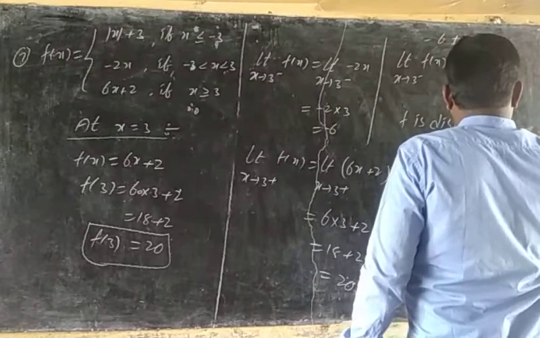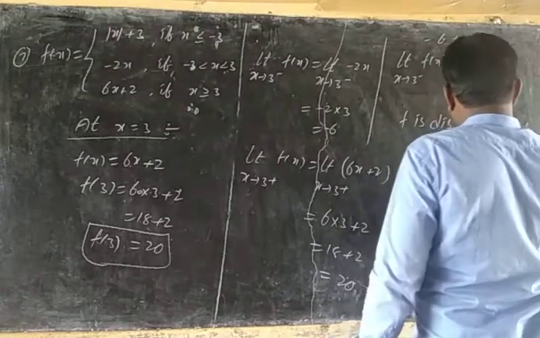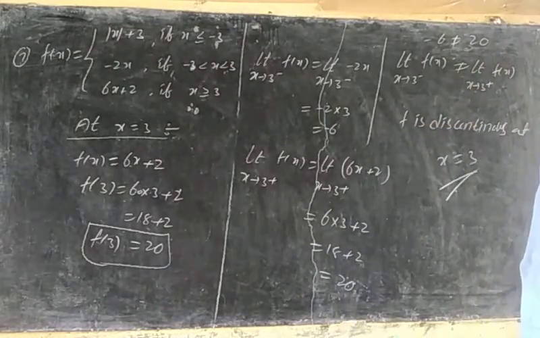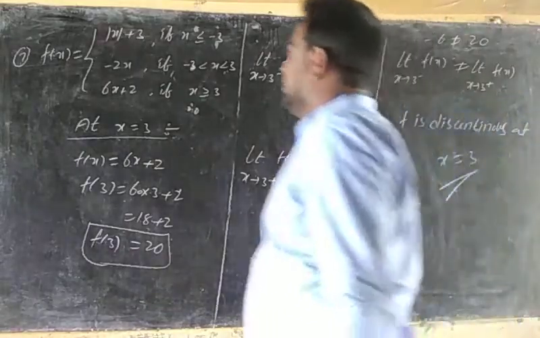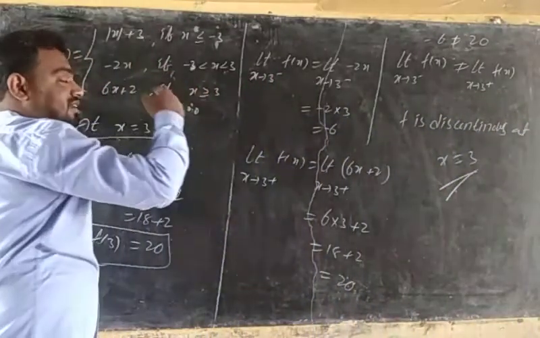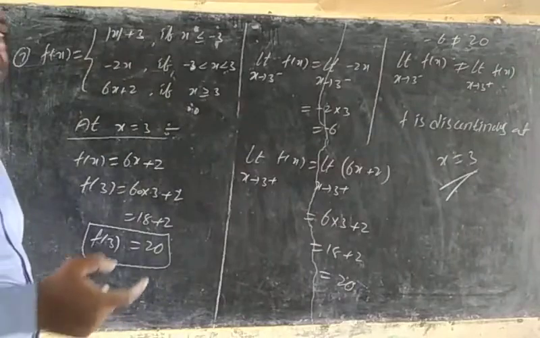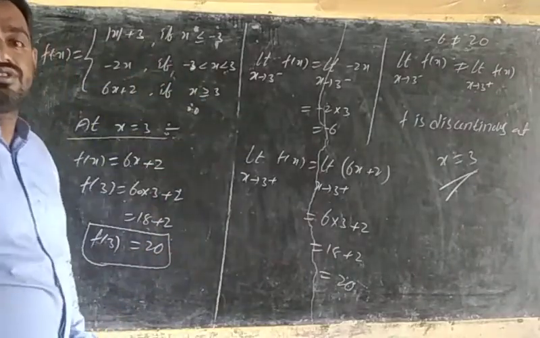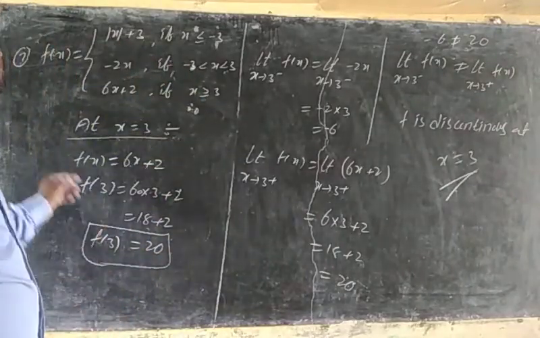At which value? At x is equal to 3 is the answer. So that means this function is discontinuous at x is equal to 3. It is continuous at x is equal to minus 3. This is the solution.